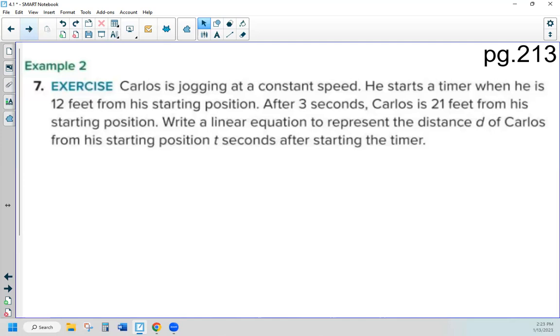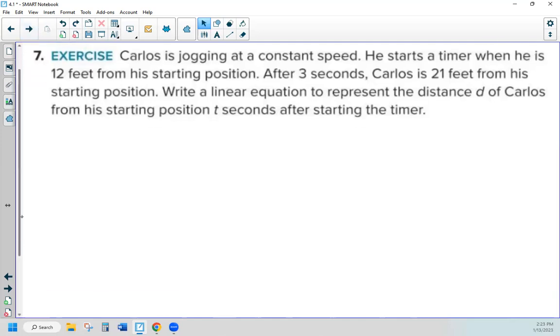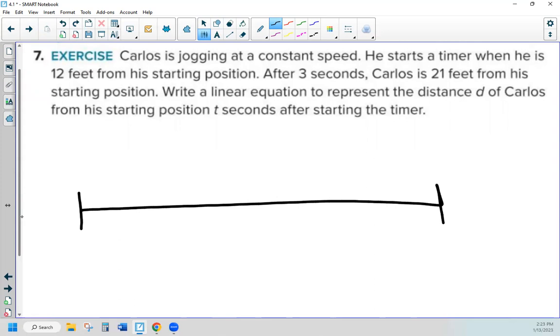Whoa, there's a lot to talk about here. What I'm going to do, because my brain needs to see this, is just kind of see what happens here. Here is Carlos. I'm going to go sentence by sentence. He starts the timer when he is 12 feet from the starting position. So I'm going to call this right here start. And he doesn't start the timer until he is 12. So I'm going to say that this distance right here is 12 feet. And he hasn't started the timer yet.